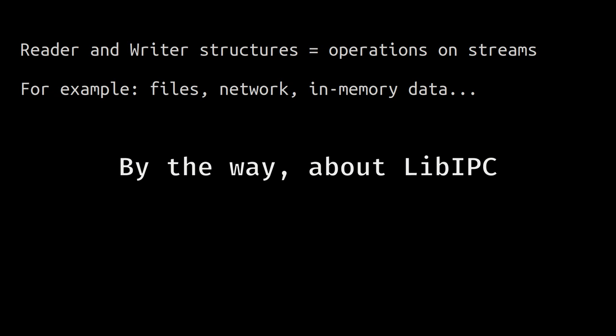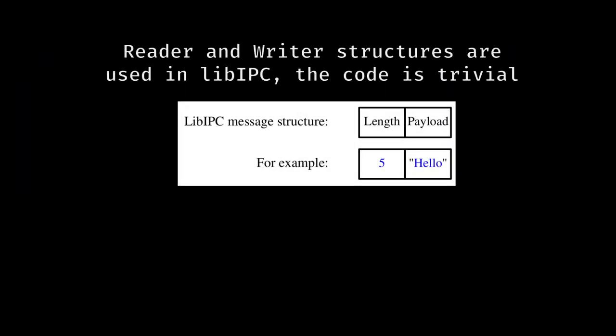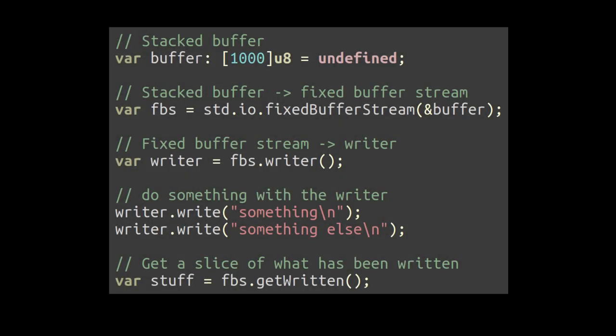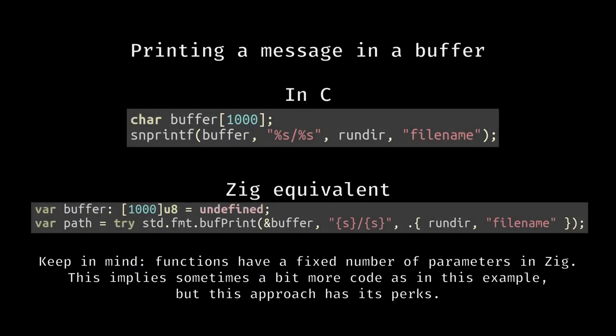LibIPC is particularly simple in that regard. A LibIPC packet is a length and an upper layer payload. That's it. Even UDP is more complex than that. Sometimes I wanted a writer structure for in-memory data. But that can be a bit complicated. In the case you just want a snprintf function, meaning to print in a buffer, there's bufPrint for that.